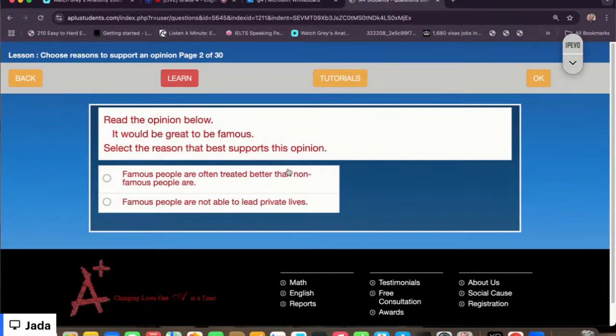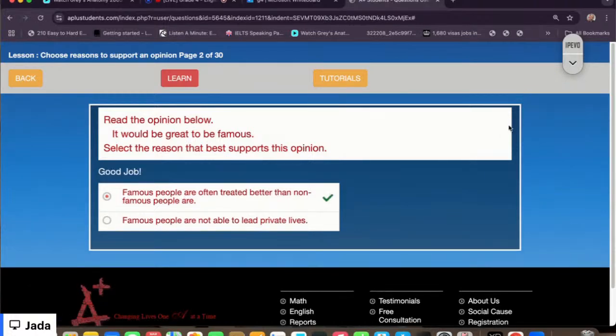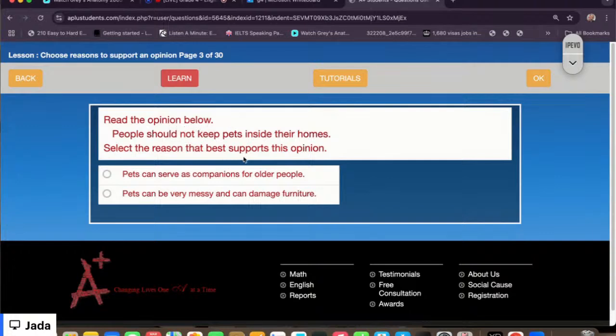Alright, so option one. Oh, good job, guys. Alright, so you have to read this opinion below. People should not keep pets inside their homes. Pets can serve as companions for older people. Pets can be very messy and can damage furniture. What do you think?